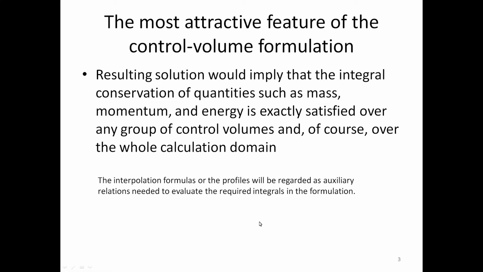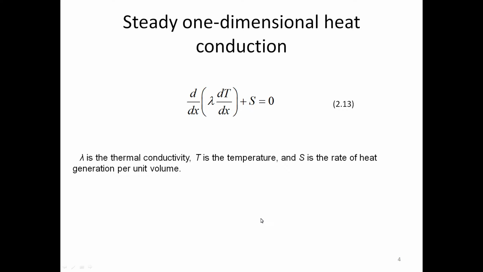To make the foregoing discussion more concrete, we shall now derive the control volume discretization equation for a simple situation. Let us consider steady one-dimensional heat conduction governed by the following equation: d/dx of (lambda dT/dx) plus S is equal to 0. Here lambda is the thermal conductivity, T is the temperature, and S is the rate of heat generation per unit volume.